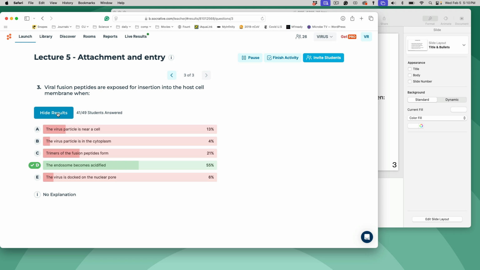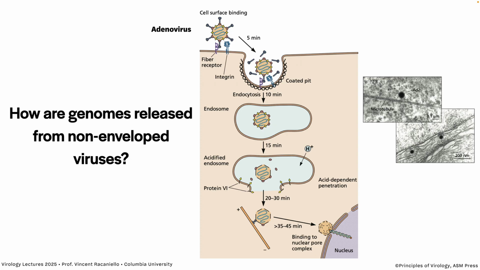It's when the endosome becomes acidified. Docking on the nuclear pore, that's way downstream. That's not going to be it. So when the endosome, remember, the acidification causes the HA to flip up so the fusion peptides can go into the cell membrane, and then they hairpin to come back together. So it's the acidification that's the key. Okay, a couple more things.